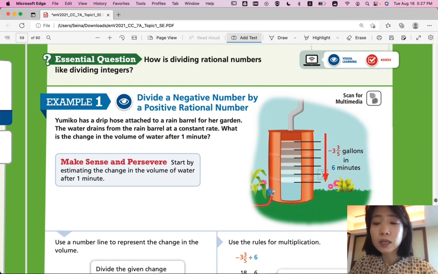This is the rate for her garden: negative 3 3/5 gallons in 6 minutes. So you want to know the change in the volume of water after 1 minute. Each minute, how does it change? Since negative 3 3/5 gallons is the change for the entire 6 minutes, you can divide this into 6 equal parts to figure out how many gallons it drains in 1 minute.